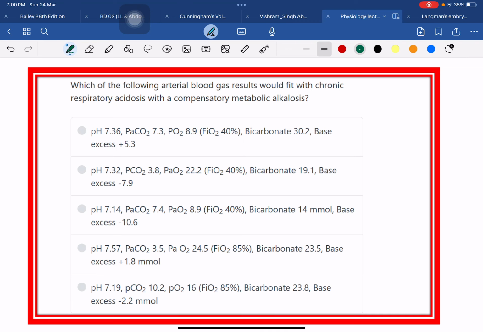This is the physiology question. Which of the following arterial blood gas results would fit for chronic respiratory acidosis with compensatory metabolic alkalosis? Here two points are important. One is that it is chronic respiratory acidosis, and the second is that it has compensatory metabolic alkalosis.